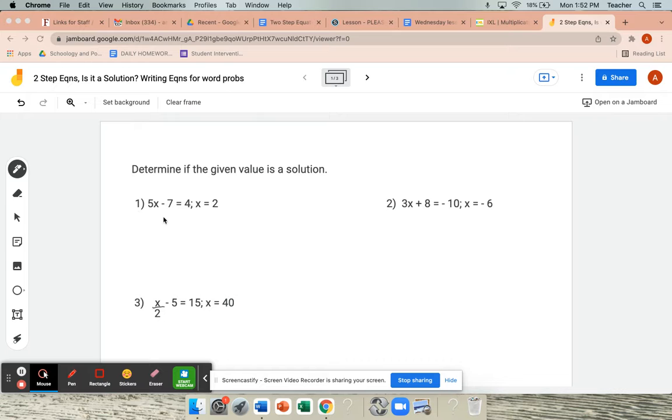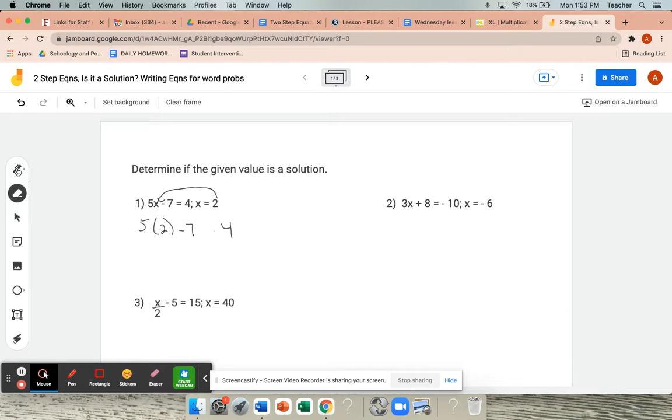The way we do this, and hopefully you know already, is we plug it in. So we're going to take 5 and put the 2 in for x, minus 7. Does this equal 4? That's a question mark right here. If it does, then guess what? It is a solution.